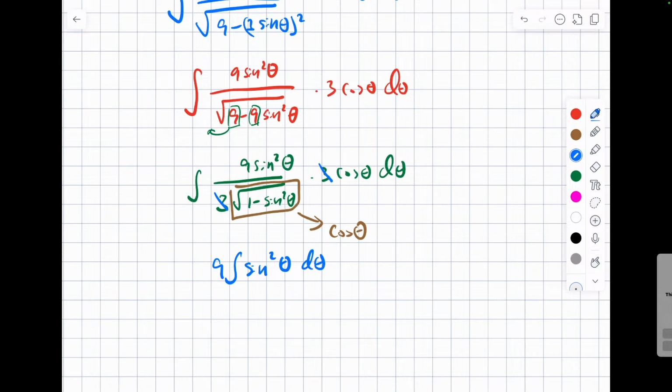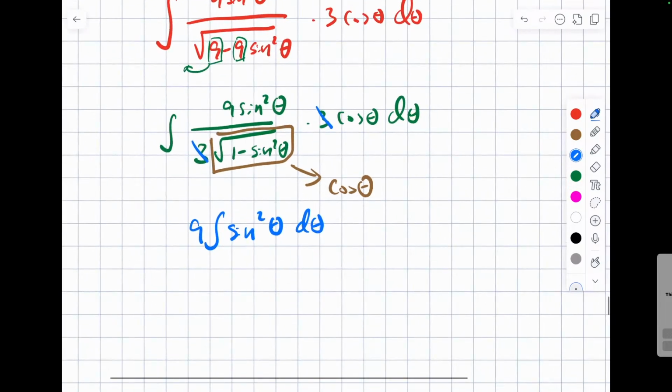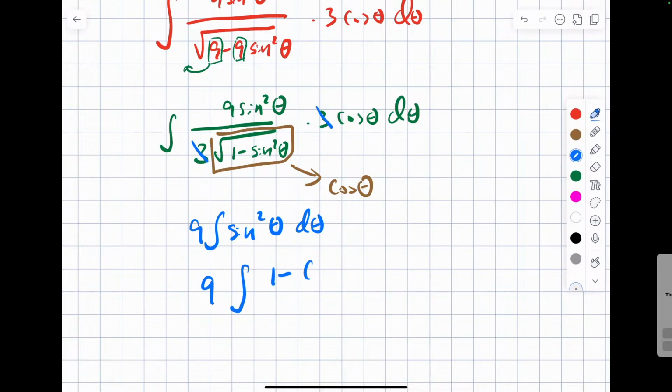What is sine squared theta? We know how to take integration since before, 2 days ago. Almost. It's a 1 minus. No, that's okay. You did good. 1 minus cosine 2 theta over 2 d theta. It's cosine.